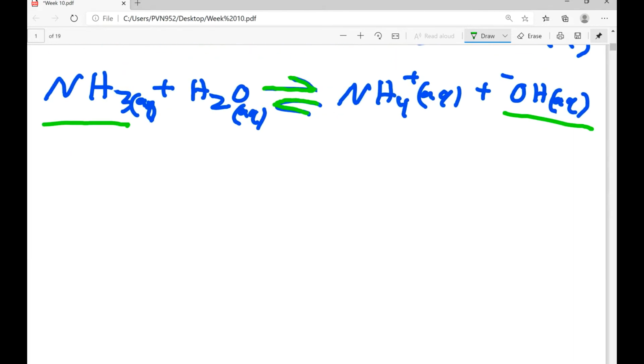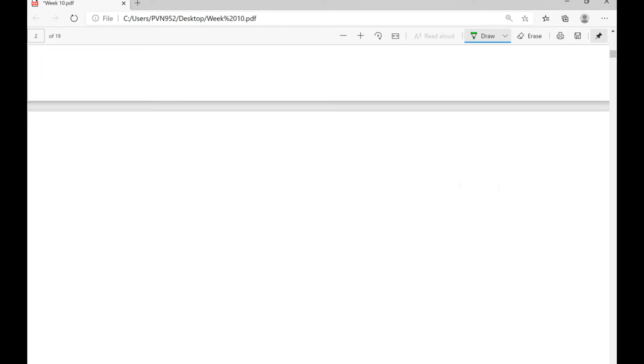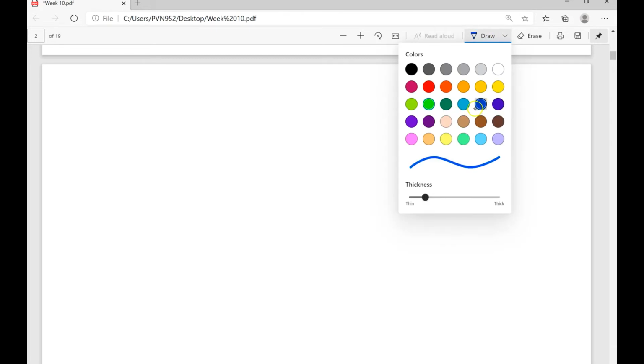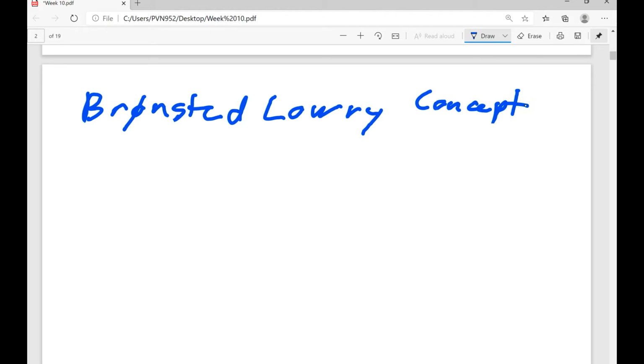The next concept I would like to cover is the Bronsted-Lowry concept of acidity and basicity. Here, an acid is defined as a proton donor, and a base is defined as a proton acceptor.